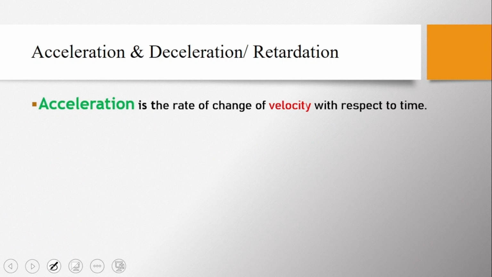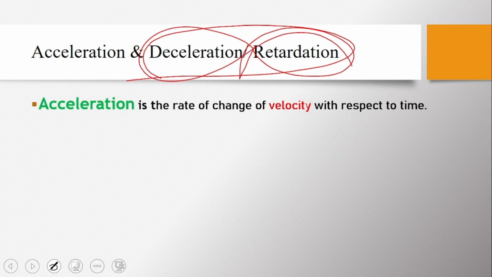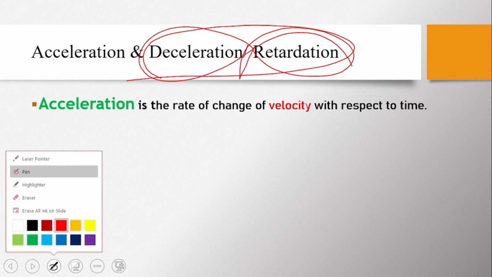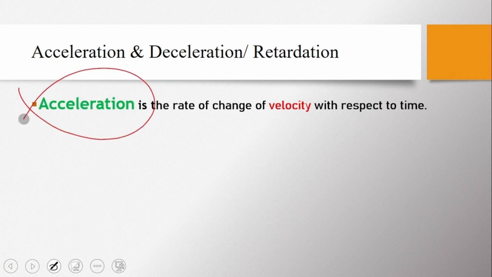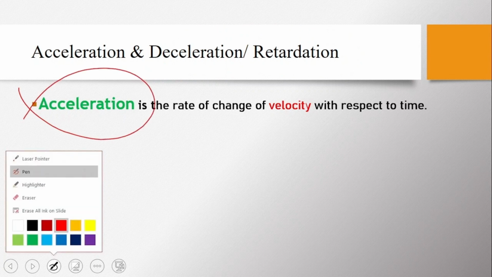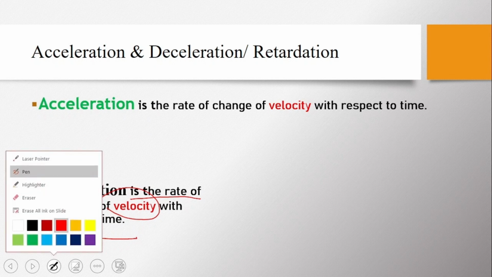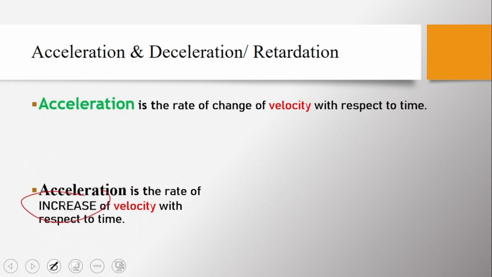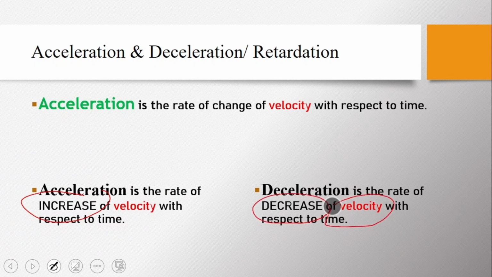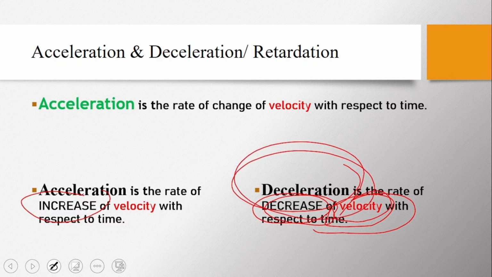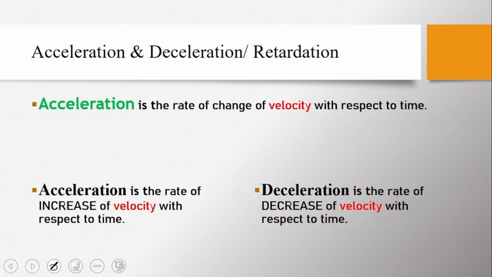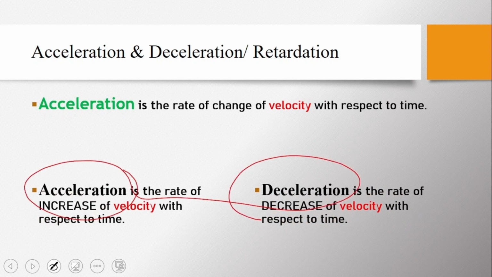Now here is another topic, deceleration or retardation. They're actually the same. First of all, acceleration. We can differentiate acceleration in another way. Acceleration is the rate of increase of velocity with respect to time, right? As it is increase of velocity, the other will be decrease of velocity. If velocity is decreased with time, then the rate is called deceleration. I hope all of you have understood the difference between acceleration and deceleration, right?